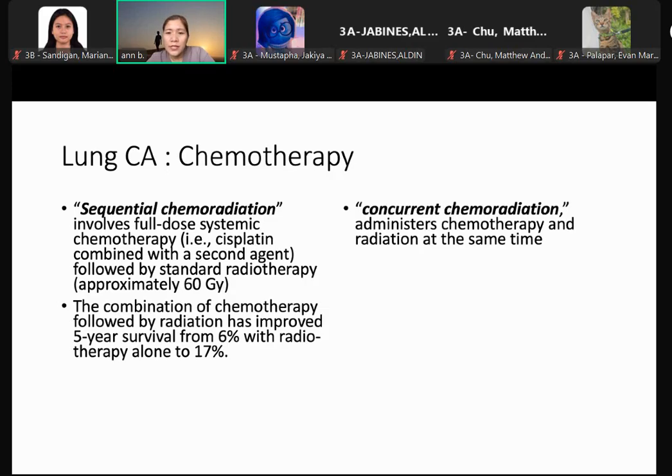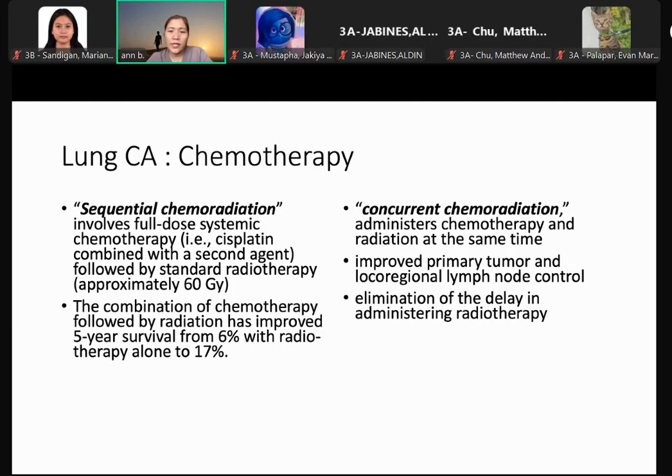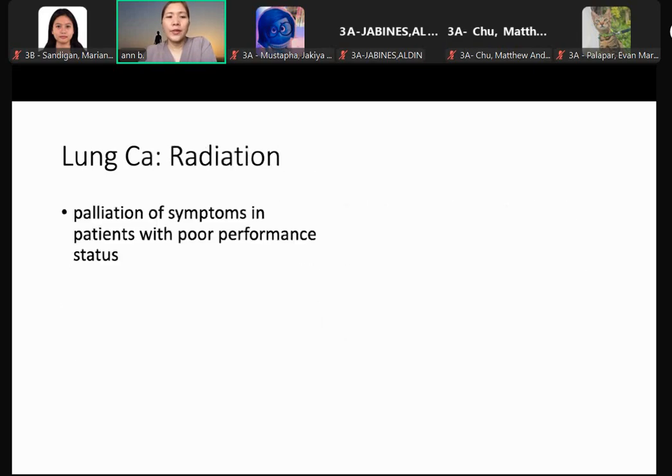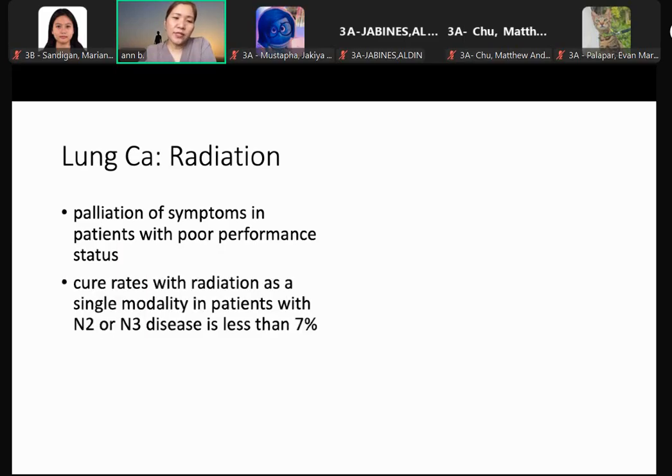We also have concurrent chemoradiation, which administers chemotherapy and radiation at the same time. So we have these terms: sequential or concurrent chemoradiation. Concurrent chemoradiation can improve primary tumor and local regional lymph node control. With radiation alone, the aim is palliation of symptoms in patients with poor performance status. These are not good candidates for any chemotherapy or surgical removal. We could offer radiation, but these patients already have very poor performance status.